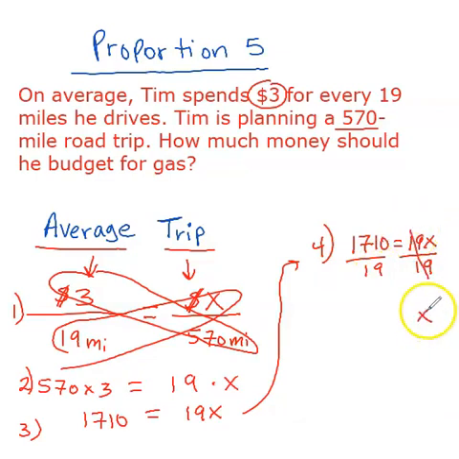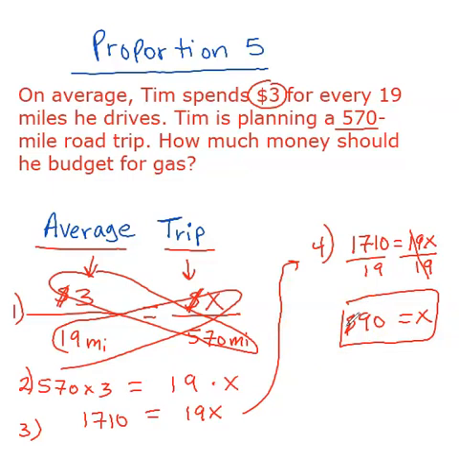Cross out the 19. And 1710 divided by 19 is 90. So our answer is 90. It will have to be $90. So Tim should budget $90 for gas.